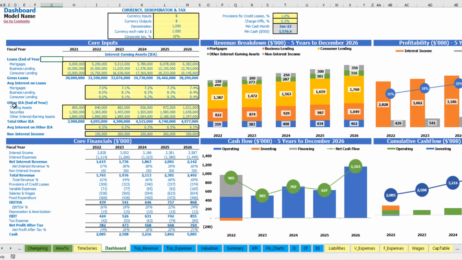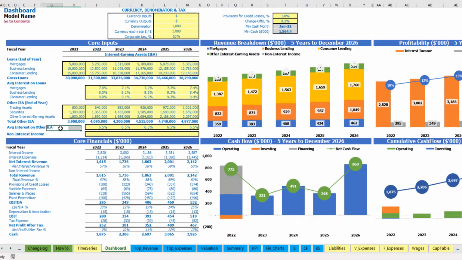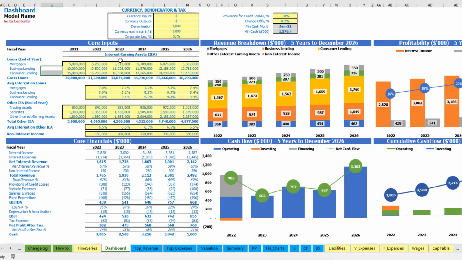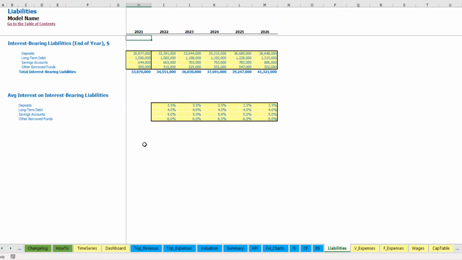The same idea for other interest earning assets. There are 3 categories: trading assets, securities and other interest earning assets. And you have just 1 input for average interest on other interest earning assets, also by years. Additionally, you can input your non-interest income. If you do not have it, you can just zero out all the cells and you will have only interest on interest earning assets.